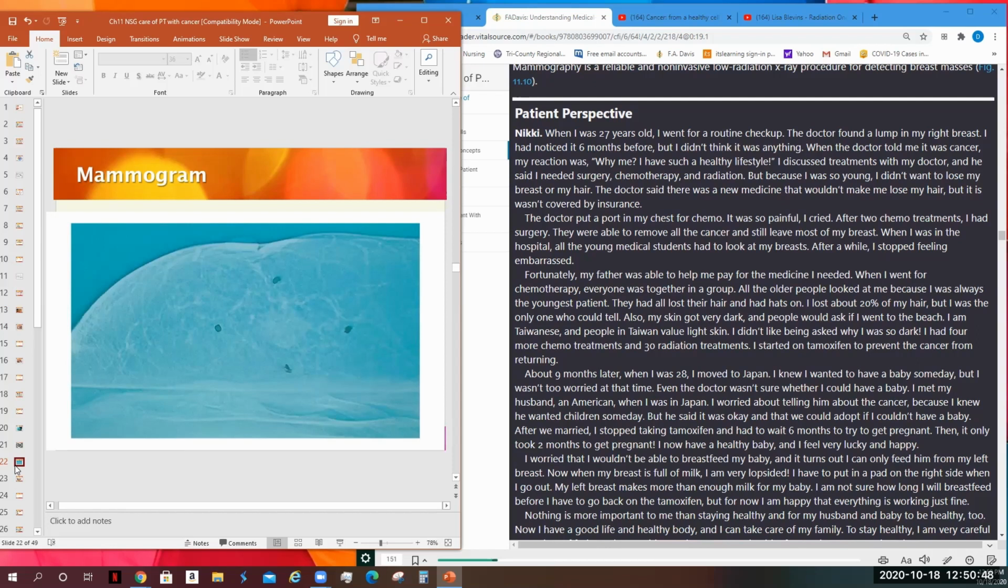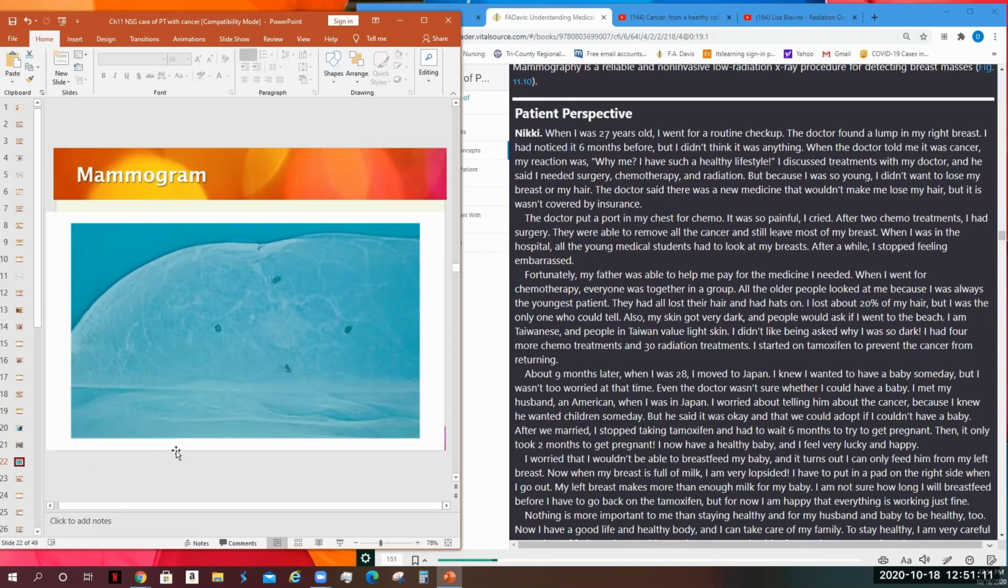When I went for chemotherapy, everyone was together in a group. All the older people looked at me because I was always the youngest patient. They had all lost their hair and had hats on. I lost about 20% of my hair, but I was the only one who could tell.